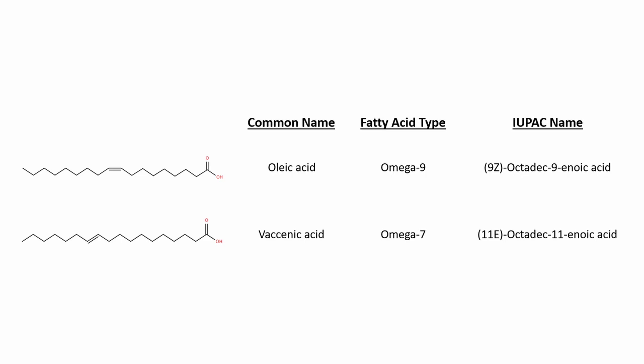Oleic acid is an omega-9 fatty acid, whereas vaccenic acid is an omega-7 fatty acid. These numbers indicate the position of the double bond relative to the end of the fatty acid chain. These two fatty acids also differ in their double bond configuration across the carbon backbone. Vaccenic acid is a naturally occurring trans fatty acid, whereas oleic acid is a cis fatty acid.